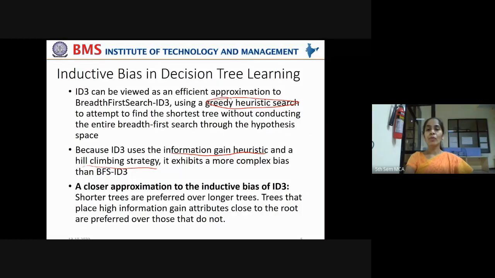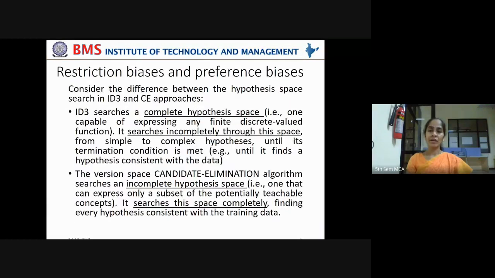What is the inductive bias that the ID3 algorithm has? What is the assumption that the ID3 algorithm makes? Shorter trees are preferred over longer trees, and trees that place high information gain attributes close to the root are preferred over those that do not. These are the two strategies or assumptions that are made by a decision tree algorithm like ID3.